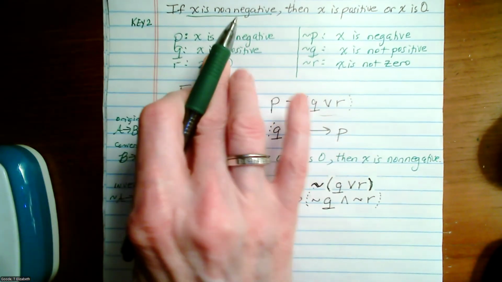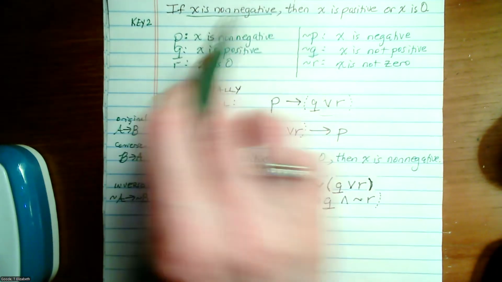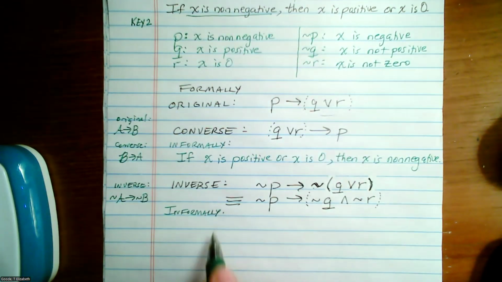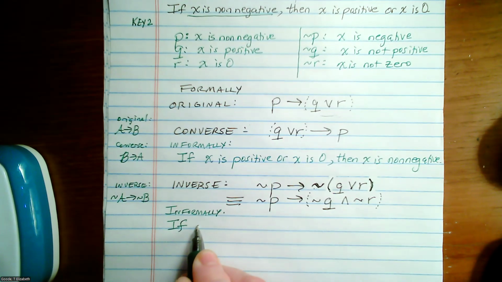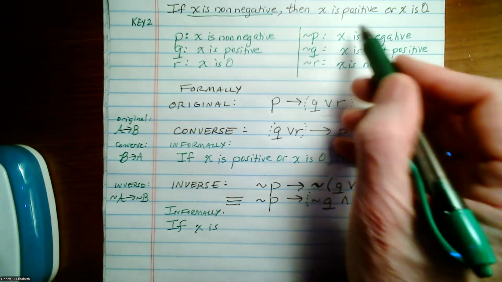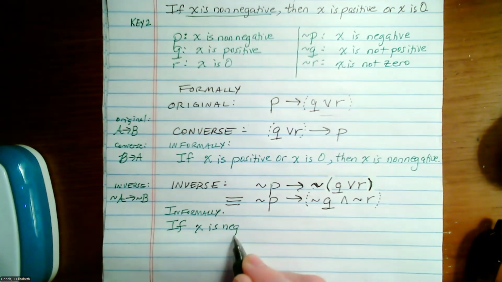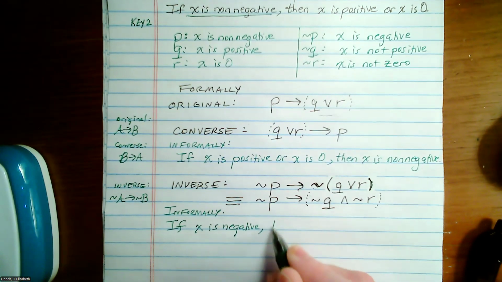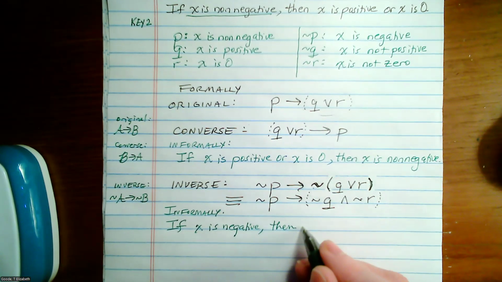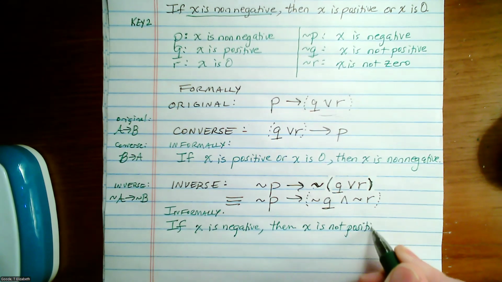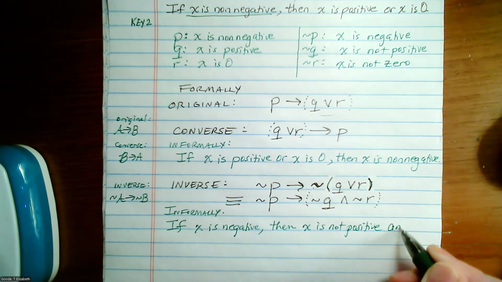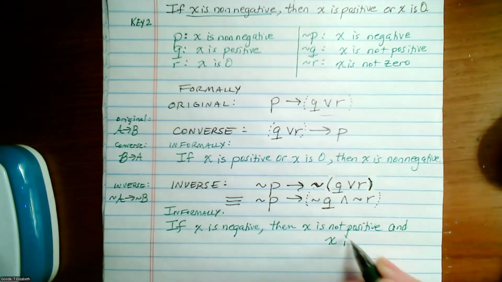We've got our key right here for our P's and Q's and our not P's and not Q's. So how would we write this sentence? If X is negative, nice job. Then X is not positive and X is not 0.